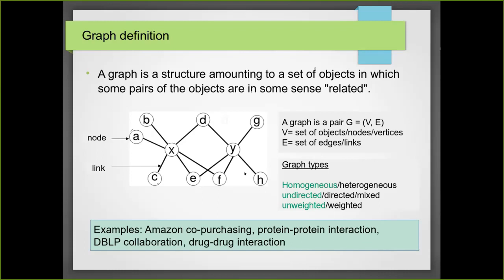There are several types of graphs, like homogeneous graphs. In homogeneous graphs, all nodes are of the same type, and graphs may be heterogeneous, where nodes are from different types. And graphs may be undirected, directed, or mixed. If the link has direction, like from A to X but not from X to A, this is called a directed graph. But if the links have no direction, it is called an undirected graph.